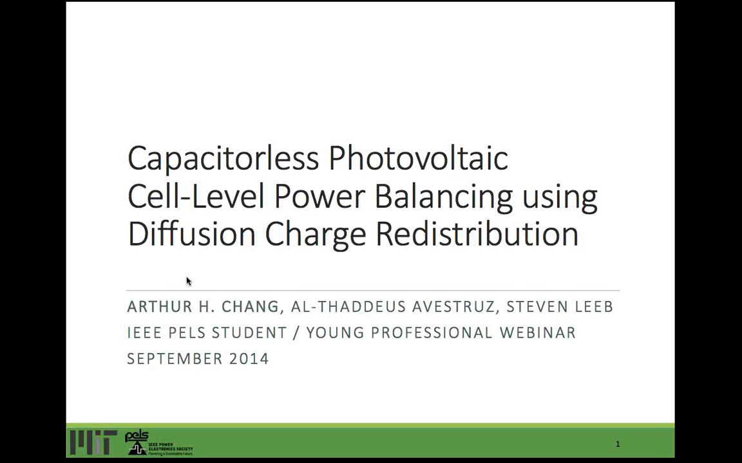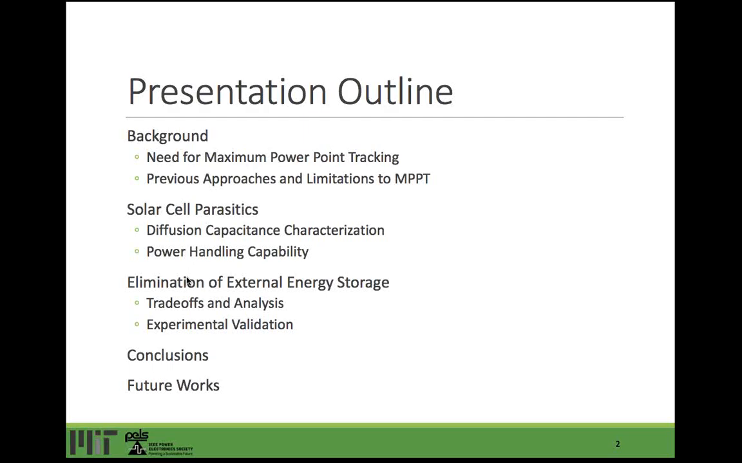So I'd like to get started with a brief overview of the presentation. We will start with some background on why there's a need for maximum power point tracking for solar photovoltaic systems and how mismatch and asymmetry can negatively impact our ability to extract the maximum power from each PV element. We'll then discuss some of the previous approaches to address these problems and talk about the possibility of limitations of scaling these existing techniques down to the cell level.